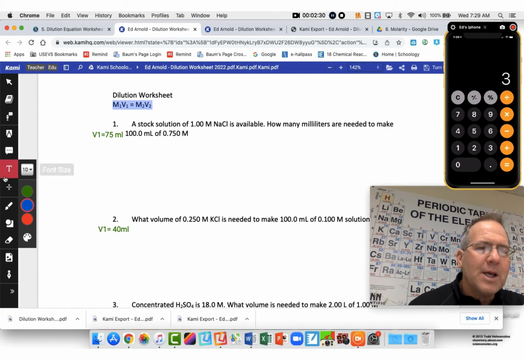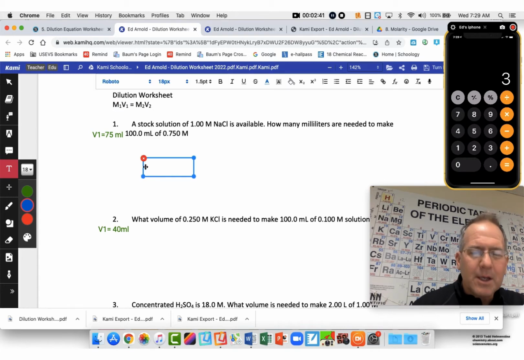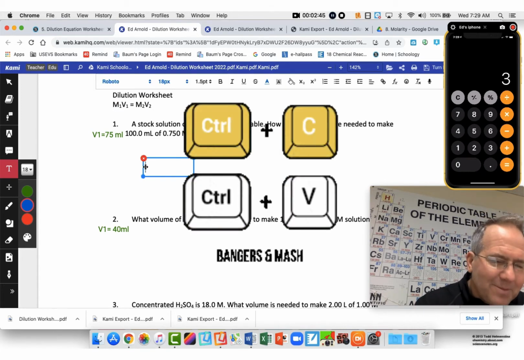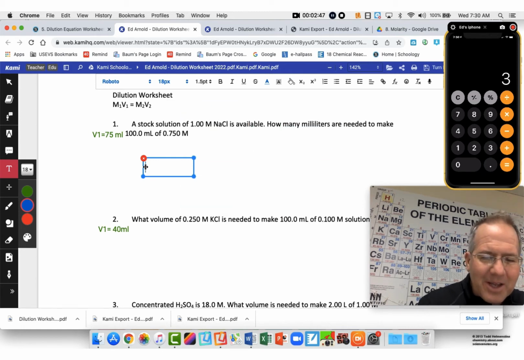What I like to do, and I just did it, I'll show you what I did, is I clicked the text button here, and then I highlighted that equation. Now I'm going to change my font so you can see a little bit. I'm going to go up to 18. And I'm just going to copy and paste that. So I pushed Control C, and then I'm going to push Control V. Oops, I didn't push Control C.